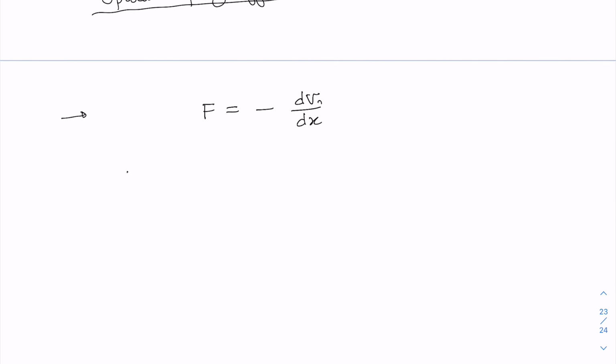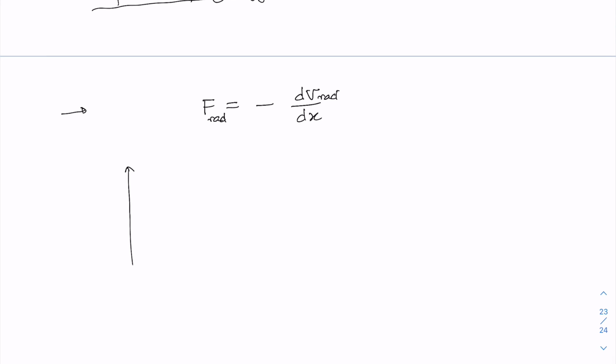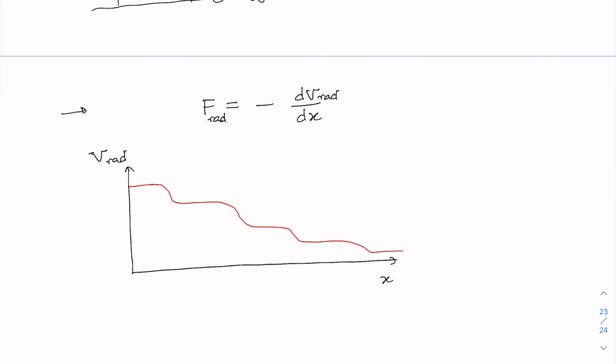In fact, I'm talking about the radiation pressure potential, the potential due to the radiation pressure force. If I plot radiation pressure force versus position, we are going to get a plot like this. It will be a kind of staircase potential.